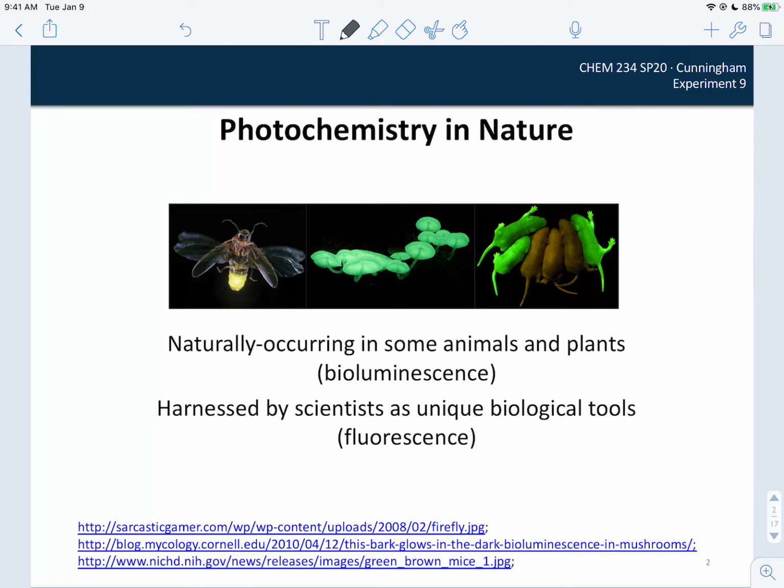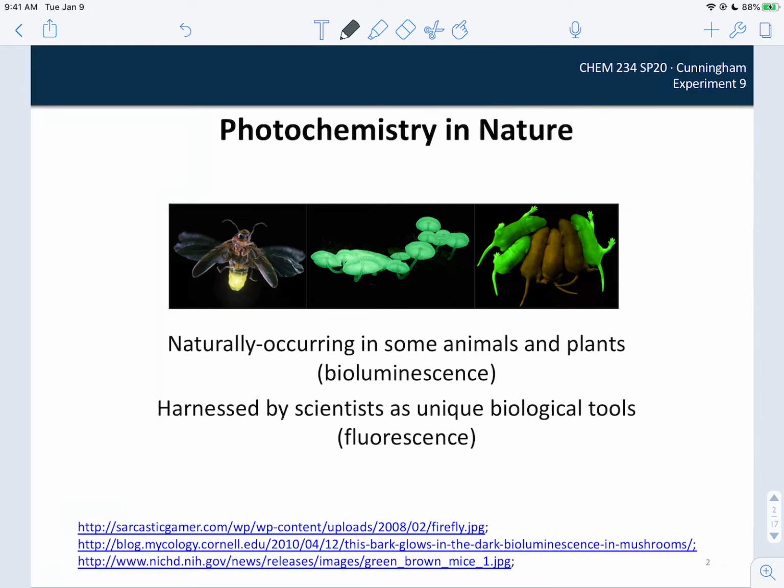So photochemistry is a branch of chemistry that studies the effect of light on chemical processes. Photochemical processes can occur in nature, and these can occur in some animals and plants. There are a few examples here. And when it is naturally occurring, we refer to this as bioluminescence.